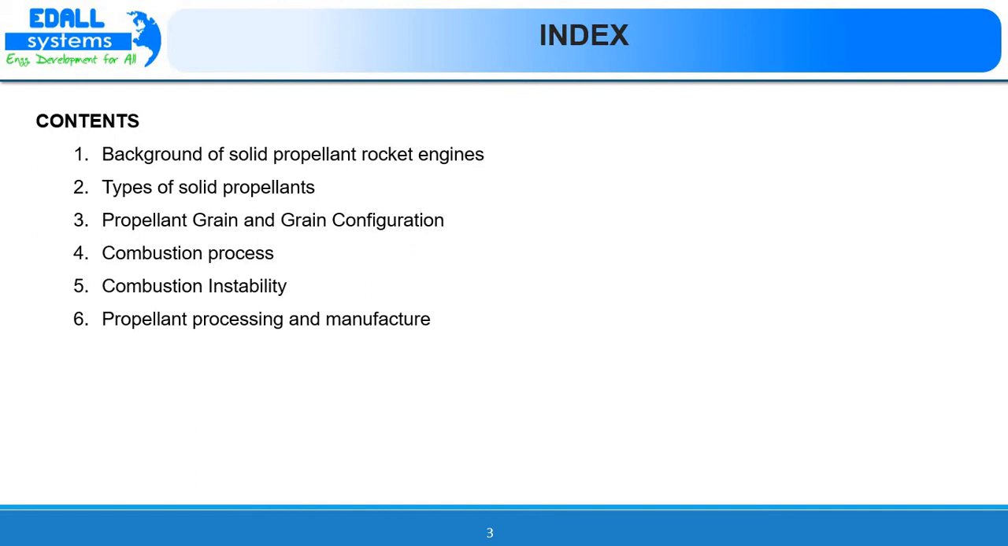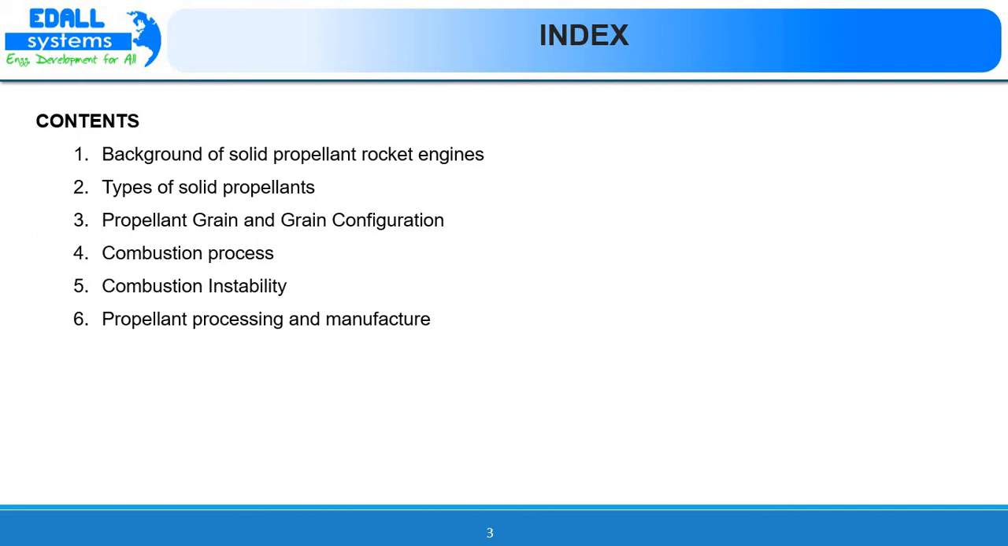Then we will move on to the second topic, that is different types of solid propellants, in which we will see a broad classification of solid propellants based on various factors. Then we will see each of the propellants in detail with their examples. Then we will cover the desirable physical properties of the solid propellants which are needed in solid propellant rocket engines.